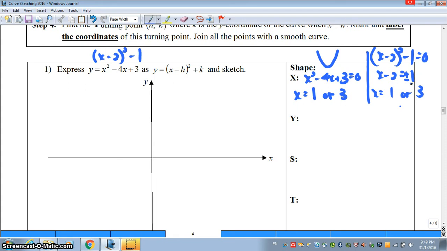Next, the y-intercept, where x is equal to 0. If you have x is equal to 0, it's very clear cut based on the original expression, y is equal to 3.